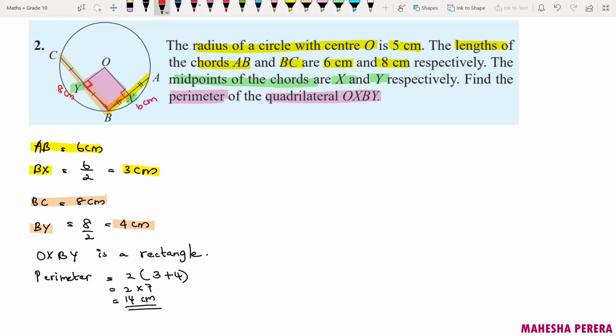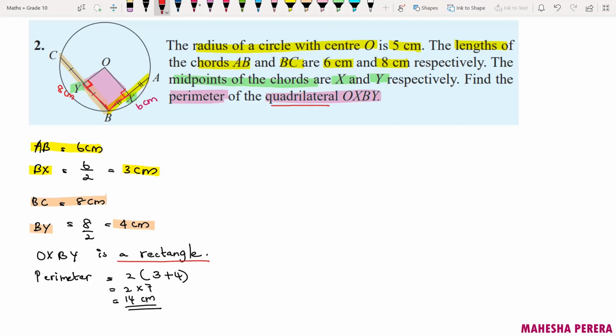Right? Why? Again, the same theory. This is the theory related to chords of circles. Chords of a circle. So what is this quadrilateral? This is actually a rectangle, because vertex angles are 90 degrees each. Then we can find the perimeter of this rectangle.